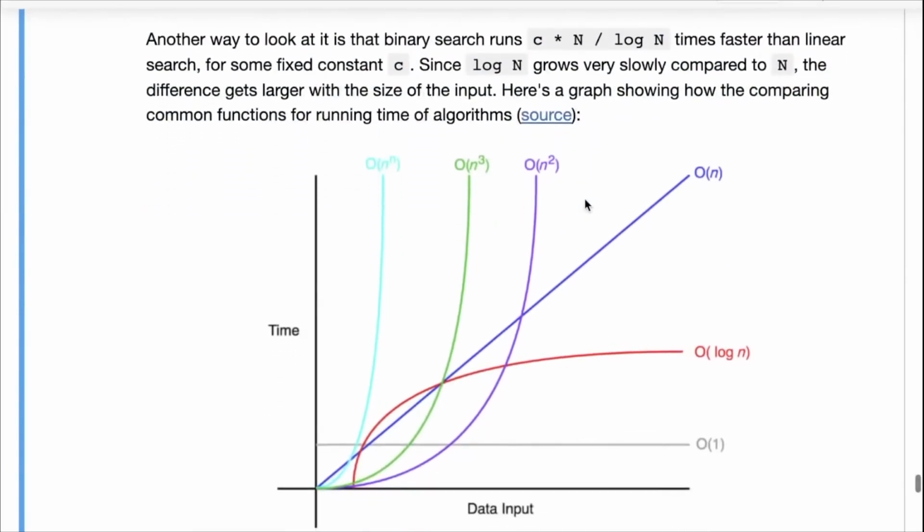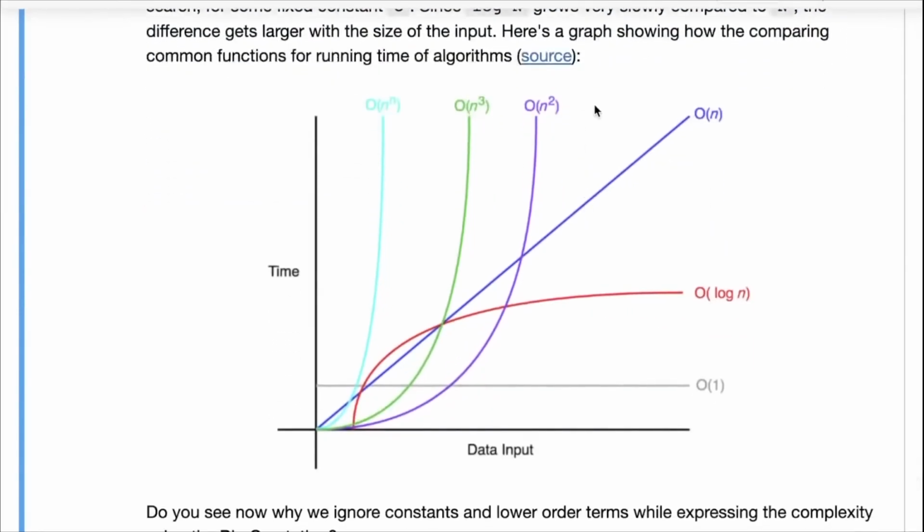So think about that. And here is a graph showing how you can compare common functions, how the running times of common functions vary. So we will look at all kinds of functions. We will look at constant time functions, order 1. For example, accessing an element from an array is order 1. So even if you have a list of 10 million elements, you can access the last element in constant time. On the other hand, we've looked at binary search, which is order log n. And we've also looked at linear search, which is order n.